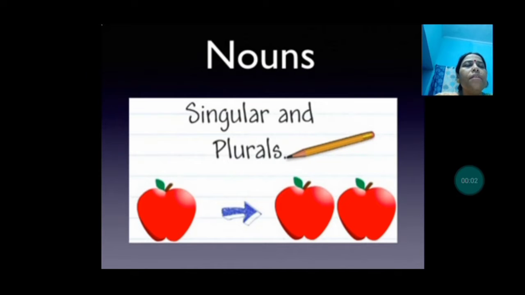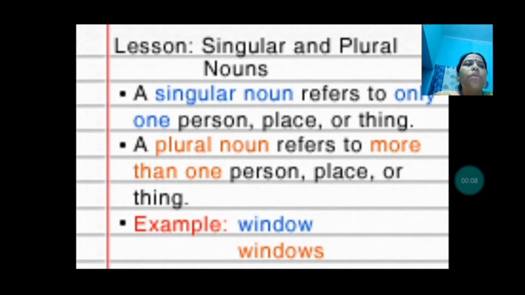Good morning, everyone. Today we are going to learn about singulars and plurals. So, what is a singular noun? A singular noun refers to only one person, place, or thing. And a plural noun refers to more than one person, place, or thing.